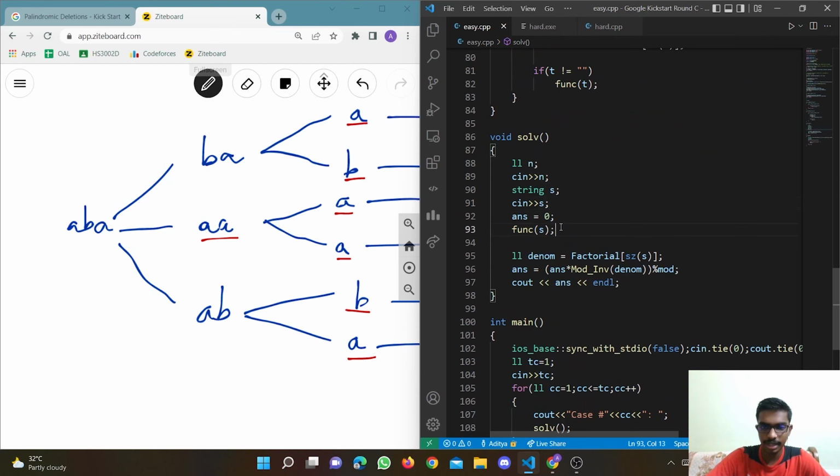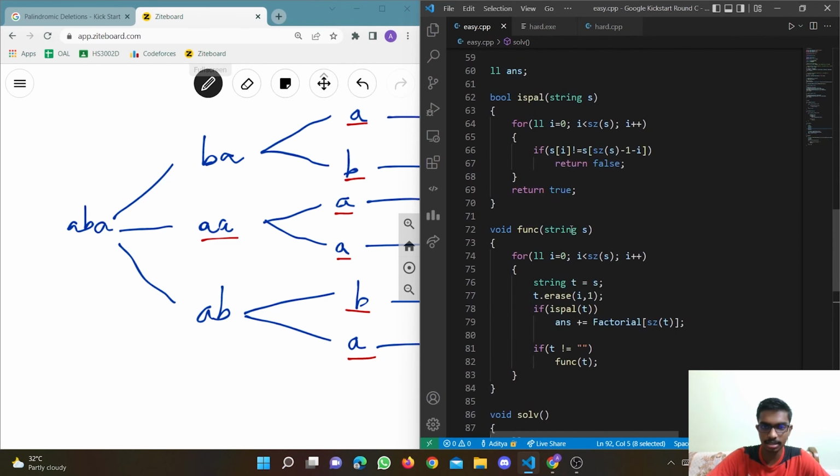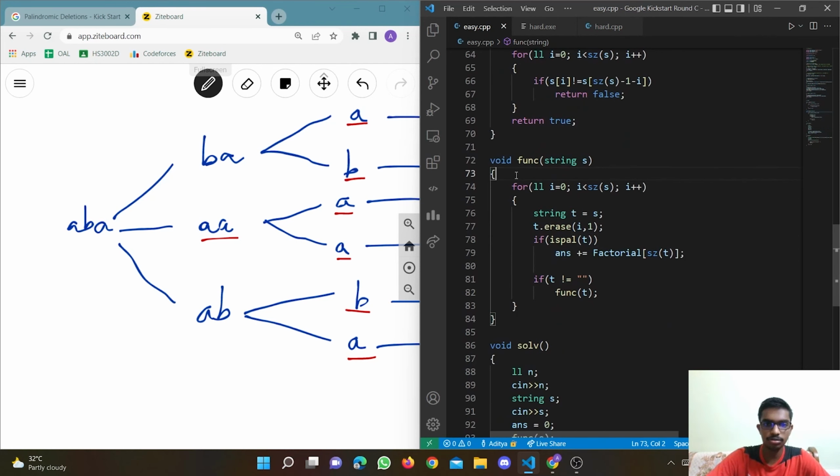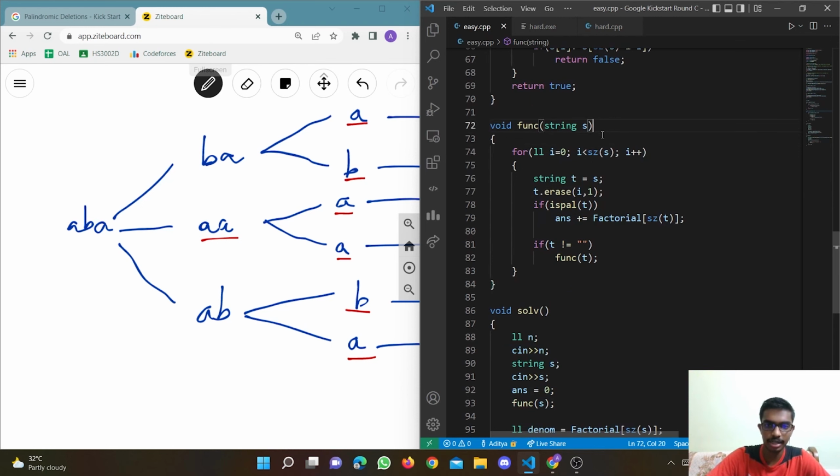Given a string, we get an input and we initialize answer to 0, and we do the processing in a function called func. This func takes a string as input. What it does is it deletes one character of the string at random. So we first delete the first character, then the second character, third character, and so on. So we'll get all of these cases, and in each of these cases, we'll check if this word is a palindrome or not.